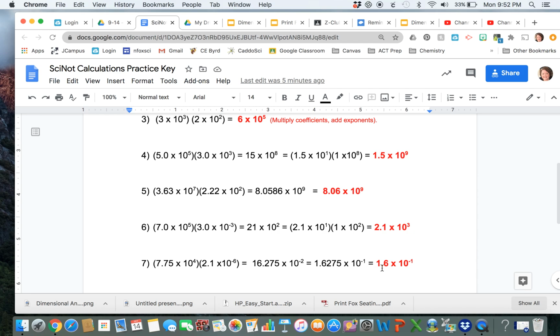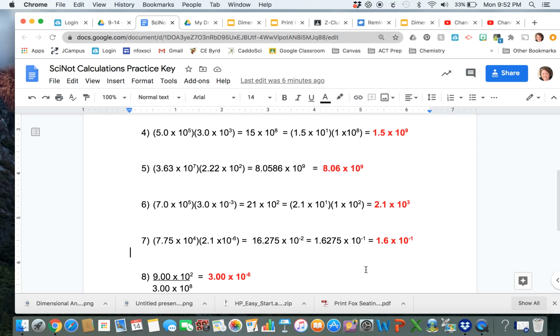So you have to round this to 2 significant figures because of the 2.1. 1.6 times 10 to the negative first. And how I got negative first is 1.6275 times 10 to the first. 10 to the first plus negative 2. 1 plus negative 2 is negative 1. That's where that came from.